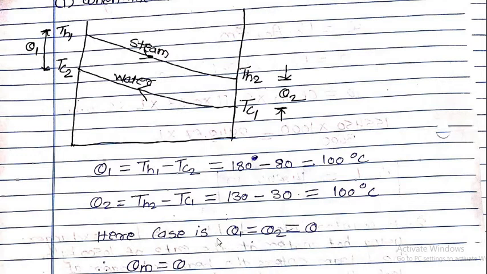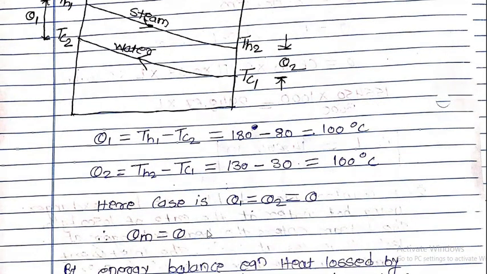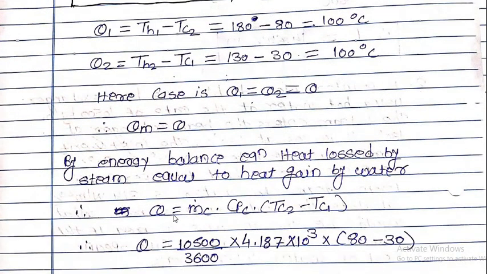Okay, so according to that, in the case where theta1 is equal to theta2, theta m should be considered as theta, any of the temperature differences, theta1 or theta2. So theta1 is equal to theta2 is equal to theta, that is nothing but 100 degrees Celsius. In this particular case, theta is 100 degrees Celsius. So theta m is equal to theta, that is 100 degrees Celsius. Okay, so by energy balance equation, heat lost by the steam is equal to heat gained by water.